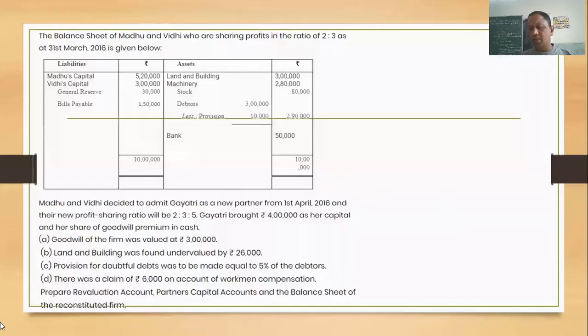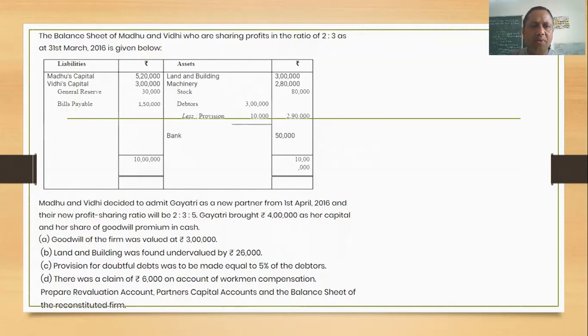We started the next question of revaluation account. This is a full question, and there are three steps while solving the numerical problem at the time of admission. First of all, we prepare the revaluation account. After that, we prepare the partner's capital account, the cash account, and at the last, we prepare the final balance sheet, which has all the adjustments shown in the revaluation account, partner's capital account, and cash account. They are all transferred to the balance sheet at the last.